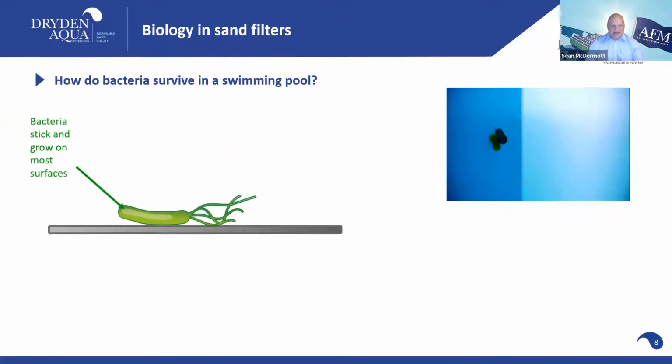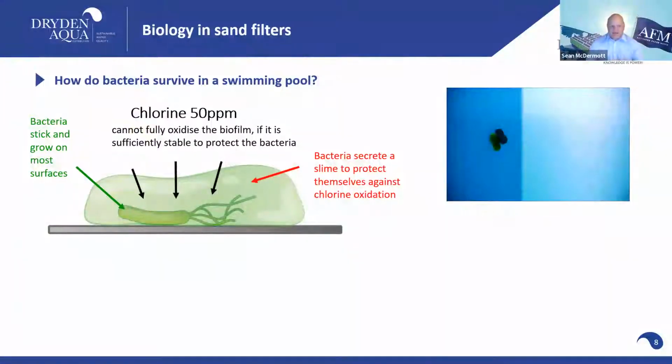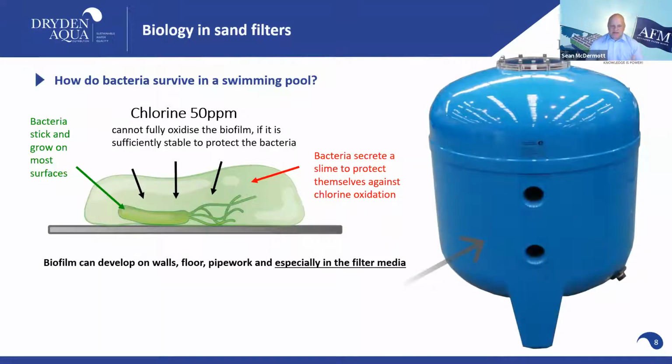As we advance through the slides, they survive by attaching themselves to any surface in the pool, and then growing a layer of mucus or slime, it's actually biofilm, over themselves to protect against chlorine oxidation, or oxidation from bromine even. Even at extremely high levels of chlorine, the bacteria is protected inside this biofilm. Even 50 parts per million of chlorine cannot fully oxidize the biofilm. It's going to use itself up trying, but the bacteria is going to be protected. And when protected in this biofilm, it can grow very, very rapidly.